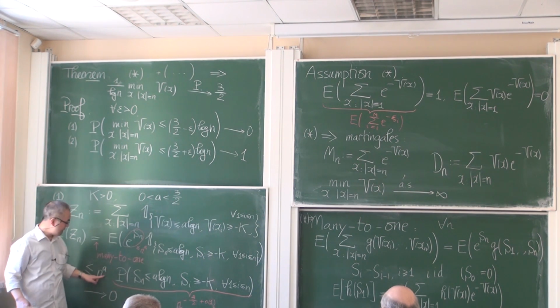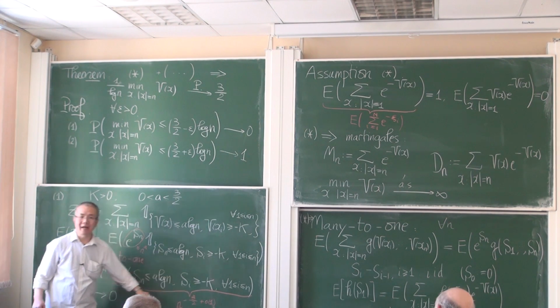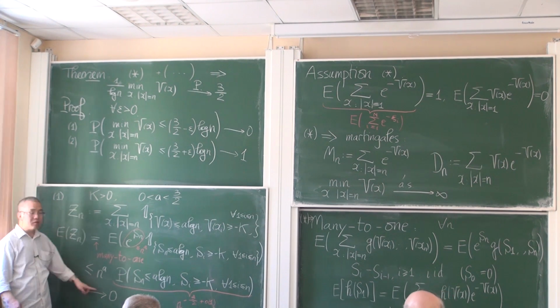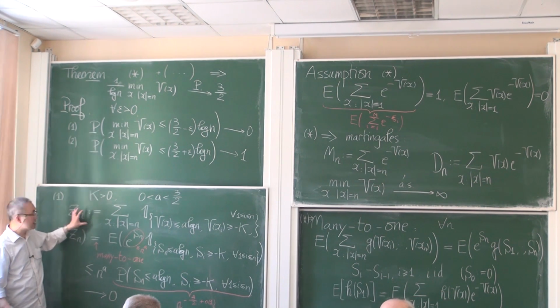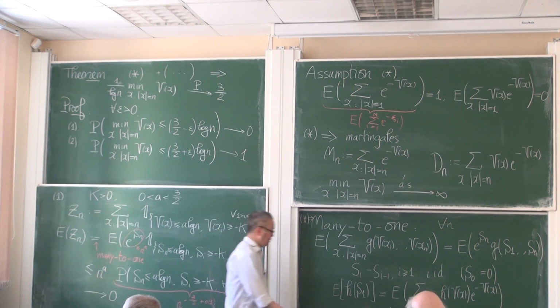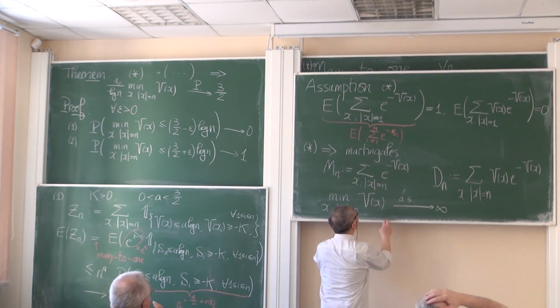Yes, so here I have n to the a, here I have n to the minus 3/2. So the product goes to 0. So the expected value goes to 0. It means that, since Zn is non-negative, Zn actually goes to 0 in L1.